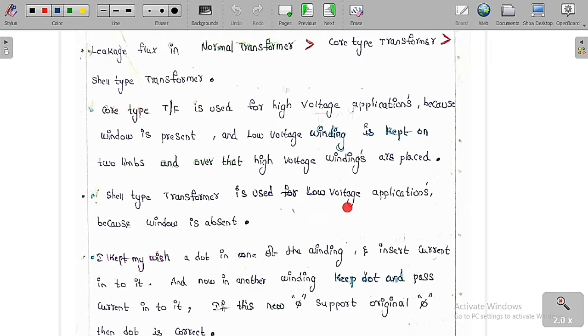The shell type transformer is used for low voltage applications because the window is absent. In a shell type transformer, the window is not at all present because the gap is totally occupied by the winding itself. So we can say that it is used for low voltage applications because the window is absent there. Whereas the core type transformer is used for high voltage applications because the window is present. Whereas in a shell type transformer, a window is not present, so it is used only for low voltage applications.